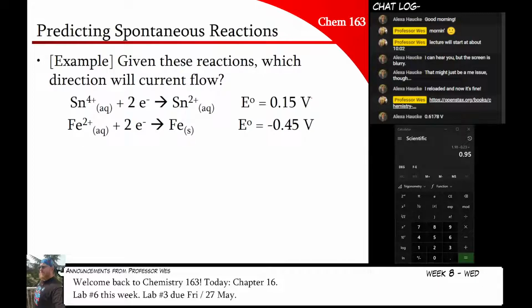So I've got tin and I've got iron. Which one will be the anode and which one will be the cathode? Tell me what the voltage will be, and then draw a picture of it. So I'll give you 5 minutes. We'll go over the answer. We'll take a break.